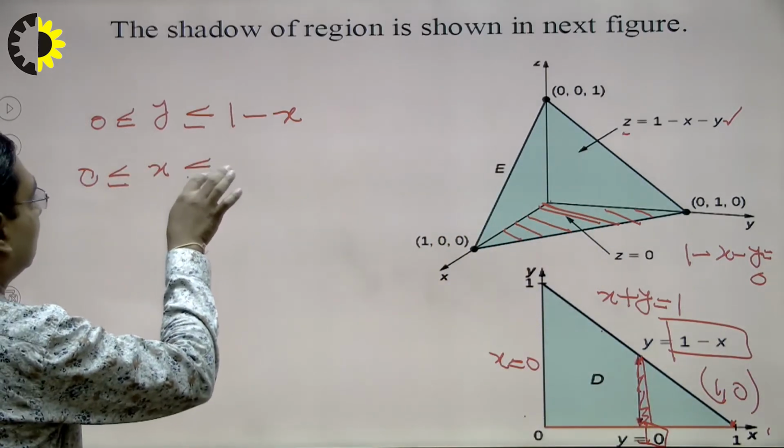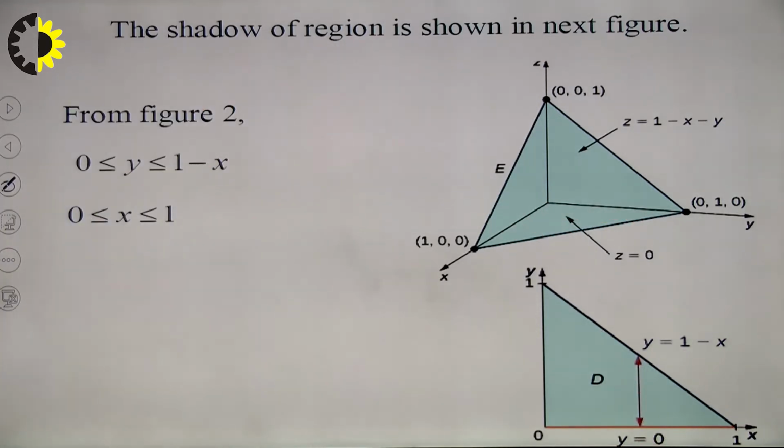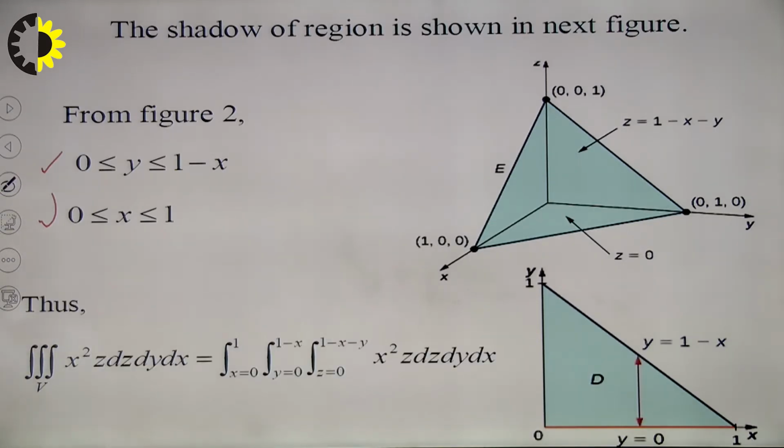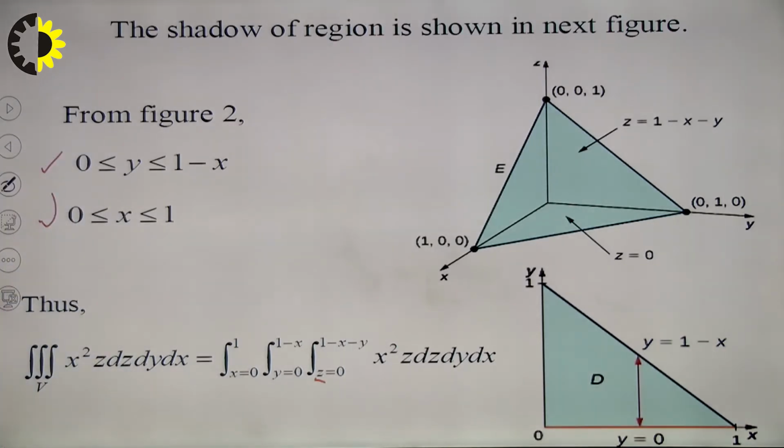So, this is 1. Thus, these are the limits of x and y, and applying these limits, the triple integral can be calculated. These are limits of y, these are limits of x. Applying these limits, the limits of z were from 0 to 1 minus x minus y. Limits of y are from 0 to 1 minus x. Limits of x are from 0 to 1.